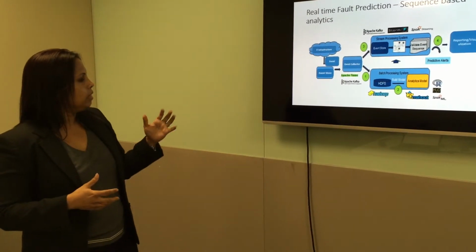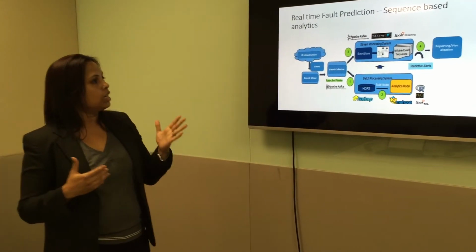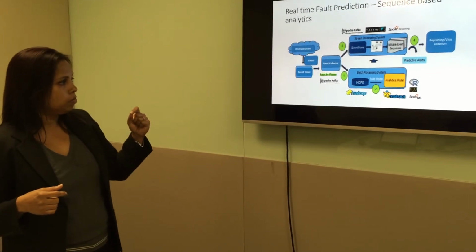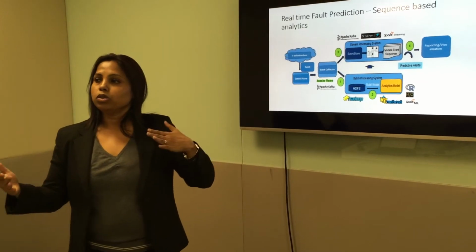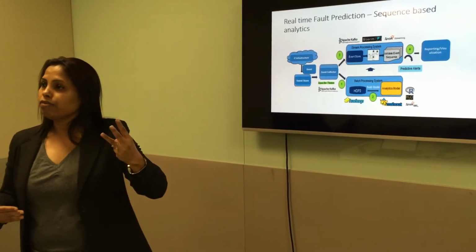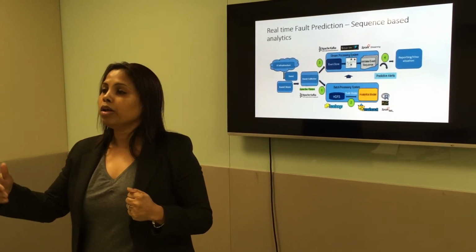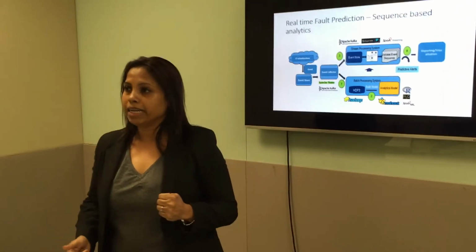Then I built the model, and any time logs are coming in real time, I was able to find out what the sequence is. Suppose for the host down there are 5 things that need to happen. If 3 events have already happened, my model used to tell you that your host is going to be down in another half an hour or in another 40 minutes.